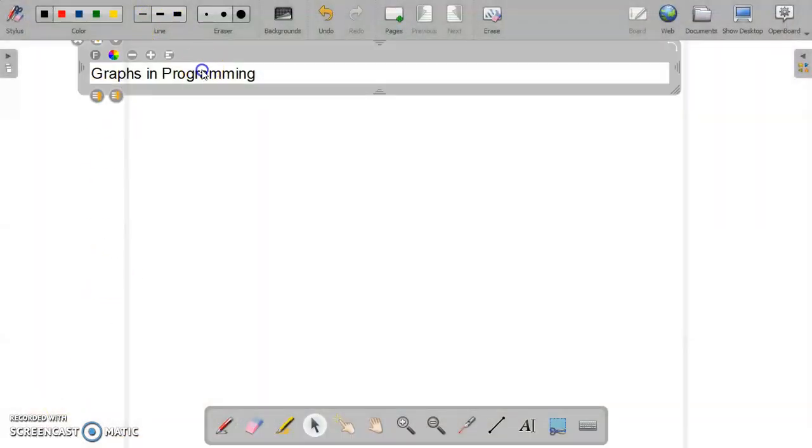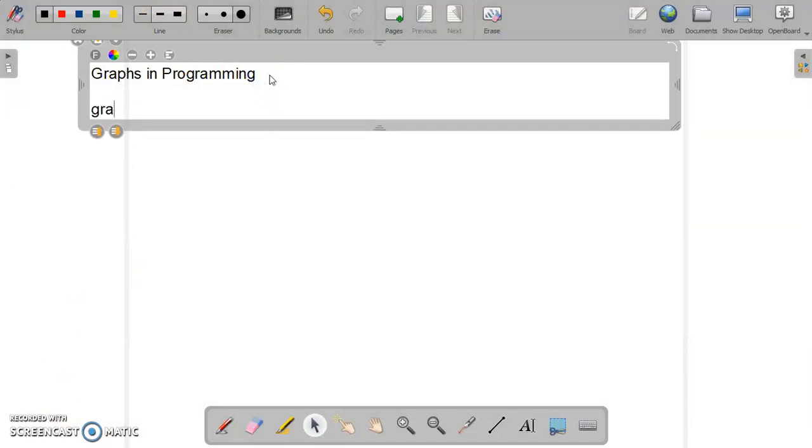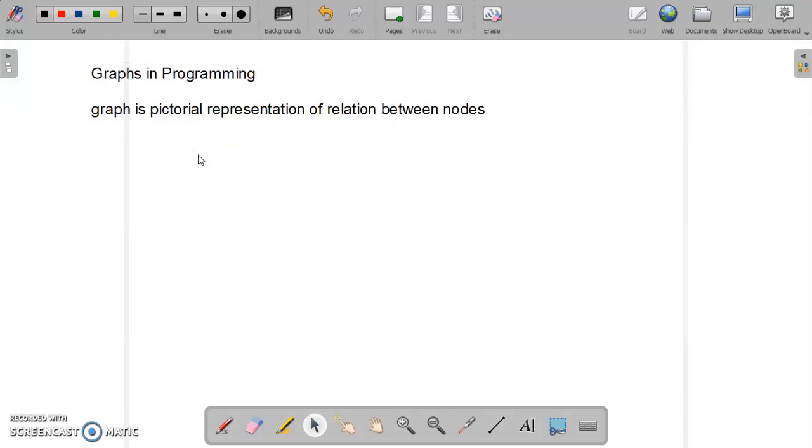So graphs in a programming language. First of all, we need to understand what a graph is. A graph is a pictorial representation of relation between nodes. So suppose we have a map of India, then the pictorial representation of all the roads connecting the major cities of the country, that is one example of a graph.